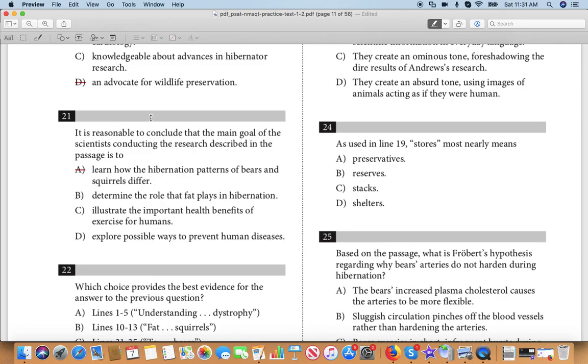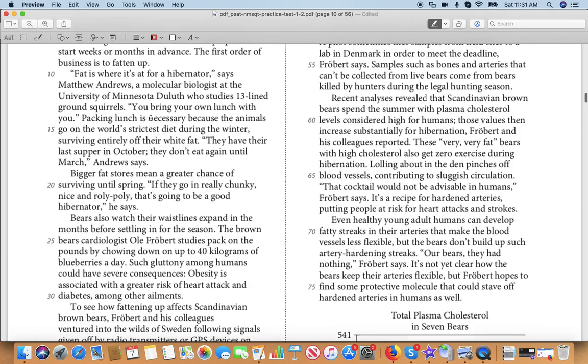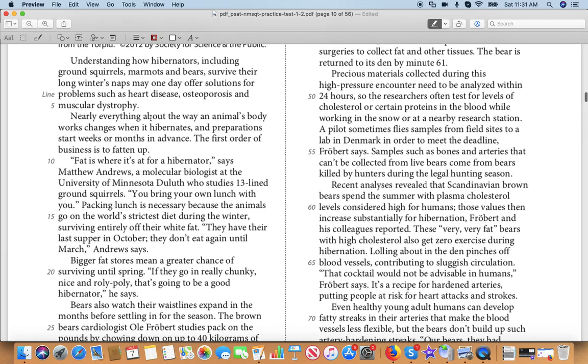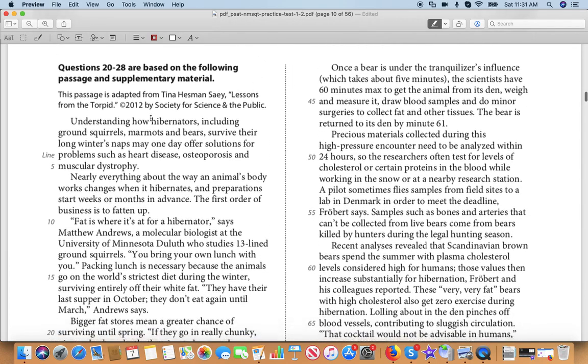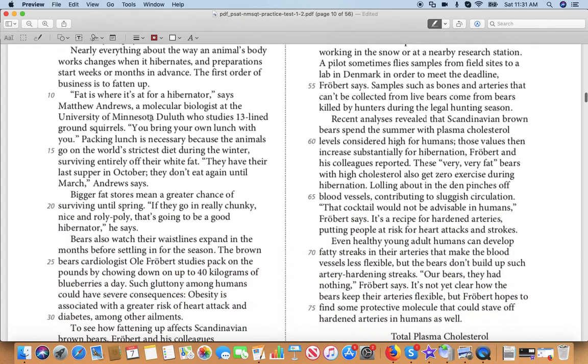Determine the role that fat plays in hibernation. Is that the main goal of the scientist conducting the research described in the passage? I wouldn't say it is. It does go into it a little bit, but is that what they're really wanting to learn?